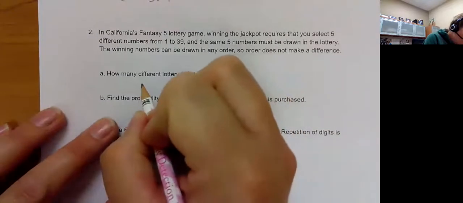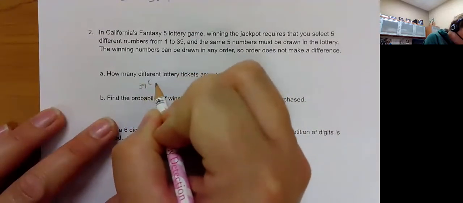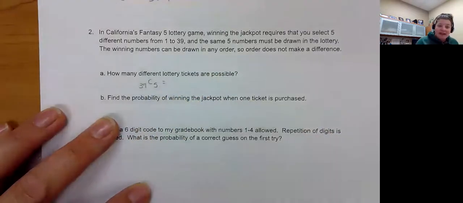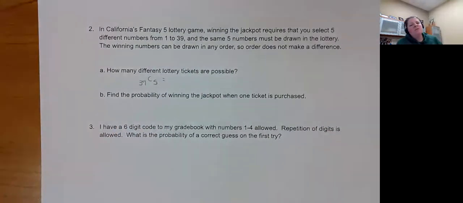And I want to choose 5. So I can do the formula. Now, could I multiply it out like 39, 39, 39? Well, let's see if we can think it through like we could for the one before.